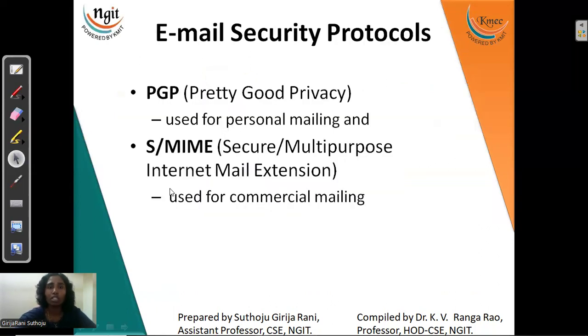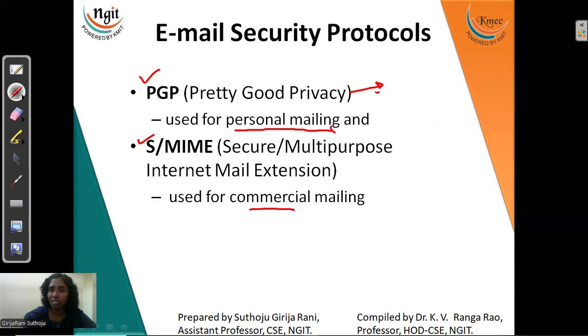Next, what are the protocols we are going to include in email security? There are two important protocols. The first one is PGP and the second one is S/MIME. PGP is abbreviated as Pretty Good Privacy, which is utilized for personal mailing purposes, user to user. The second one, Secure Multipurpose Internet Mail Extension protocol, is used for commercial mailing purposes.